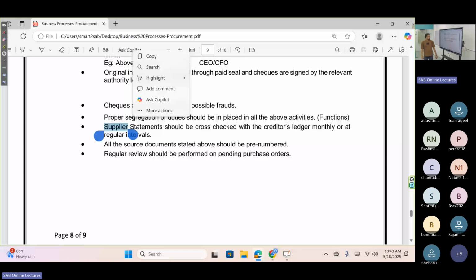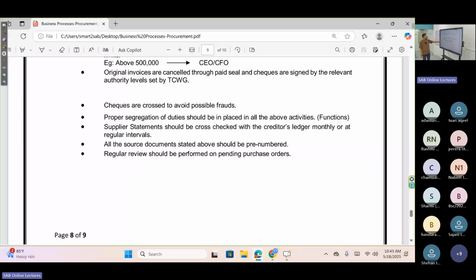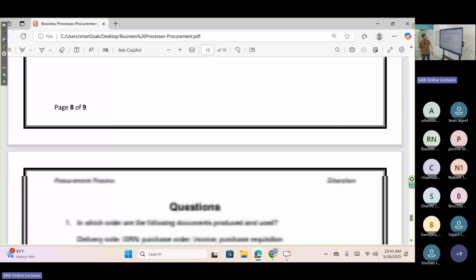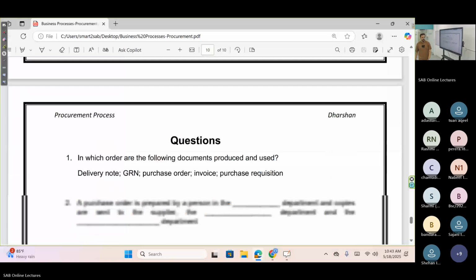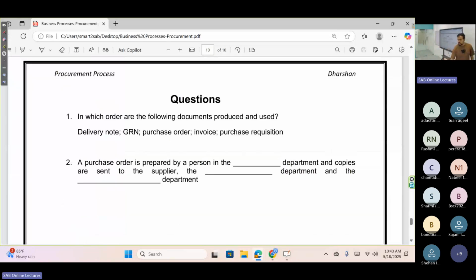Supplier statements should be cross-checked with the creditors ledger. All the source documents stated above should be pre-numbered. So these are the controls involved in the purchase process. So do this question, and after that we will move on to the cash management process.